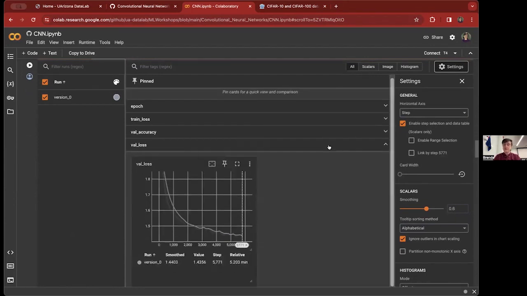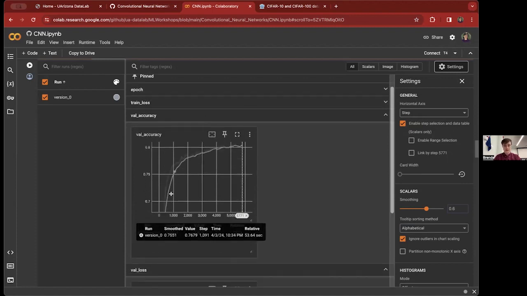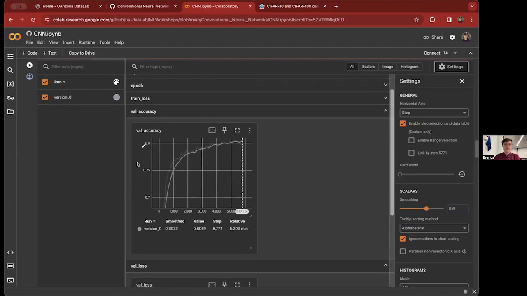Now, if we look at the validation loss, we can see that the validation loss was also decreasing pretty much the whole time, and then looks like it has bottomed out here at the bottom. And then looking at the accuracy, we can see that we started out and very quickly got to about 74% accuracy before maxing out at just above 80%. So this can be very helpful.